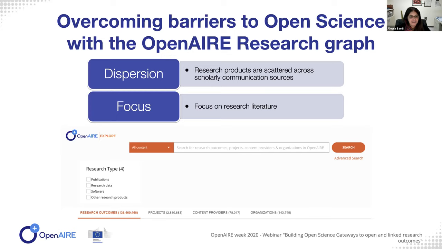And the other barrier is that of the focus. So focusing on research literature is really not enough for open science, because one of the principles of open science, one of the benefits of open science, is that researchers can actually be assessed, but more importantly, rewarded for all the work that they do. And it's not just about publications. So we have a graph where we have publications, research data, and software at the same level.